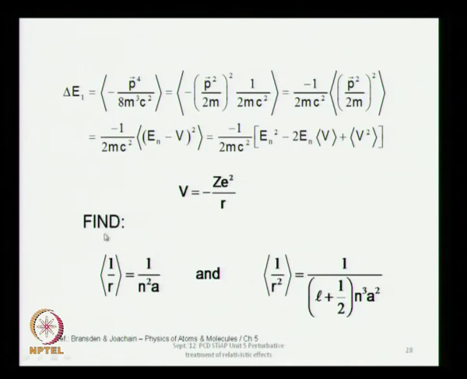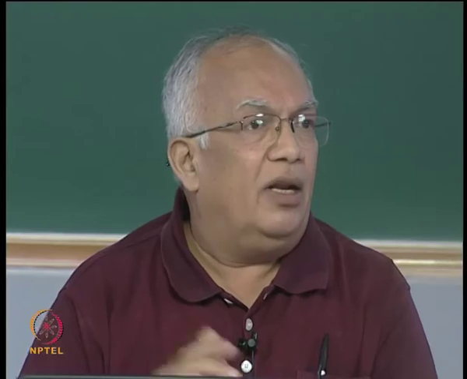And then you can find the average value of 1 over r as 1 over n square a, where a is the Bohr radius, and you can find the average value of 1 over r square. This is just a matter of carrying out the integrations with appropriate radial functions. The angular parts are normalized spherical harmonics, so they contribute just a multiplicative factor of 1, and essentially you have to carry out the radial integrals to get those expectation values. The non-relativistic radial functions are well known. So, for whichever state you are carrying out this correction, whether it is 1s or 2s or whatever, you can carry out this integration and get the corresponding correction for the relativistic kinetic energy term. Okay?